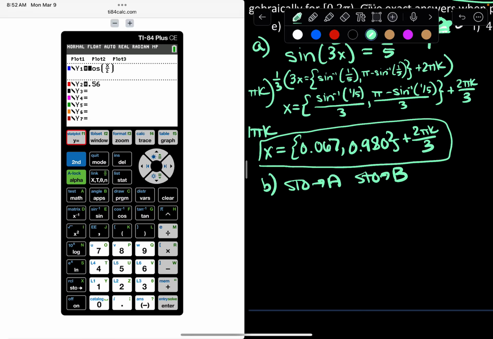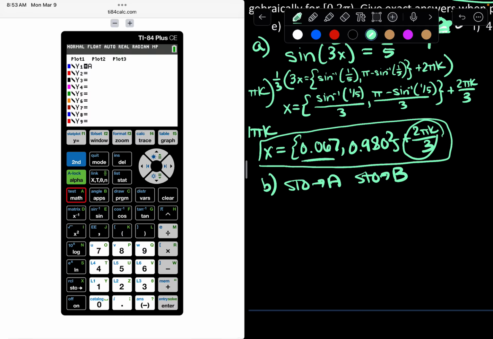So I'm going to go to Y1, and then I'm going to type alpha A, and then I can see that from 0.067, my next solution will be 2 pi over 3 later. So I'm going to do plus, I'll have my 2 pi, and then instead of k, we'll do x over 3. And then I will do the same thing for the second one, which was the 0.98, so alpha B, plus, and then I have my 2 pi k over 3, or 2 pi x for the calculator.